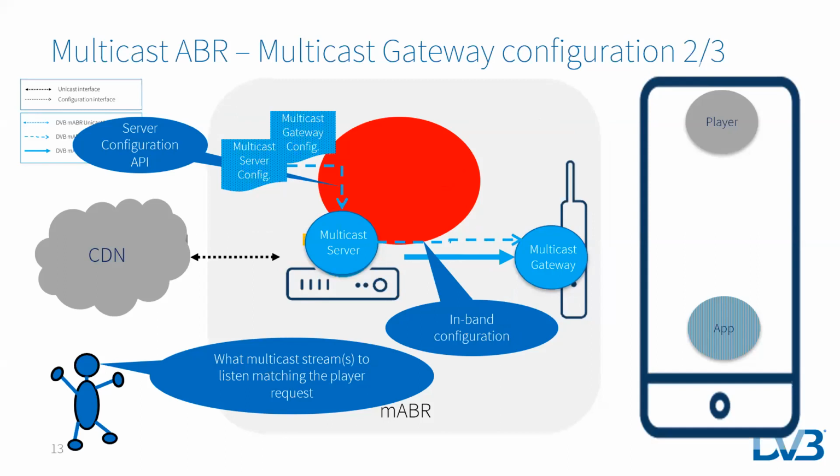The second method to configure the multicast gateway is called in-band configuration. Instead of accessing the multicast gateway directly, which might not be very practical in some situations, the multicast server configuration also includes the multicast gateway part, and the multicast server can be configured and controlled in a way to forward the part of the configuration related to the gateway in band over the multicast interface. Okay.